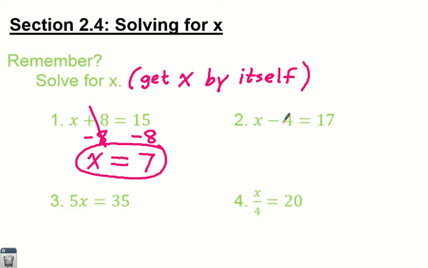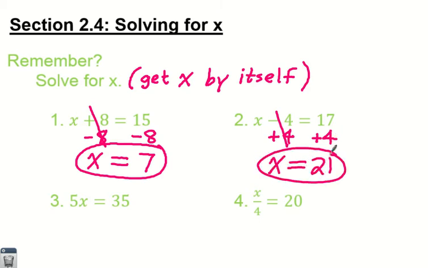How would we get x by itself here? What's the opposite of subtracting 4? Adding 4 will undo that. But whatever we do to the left side, we have to do to the right side as well. And so the final solution would be 21.